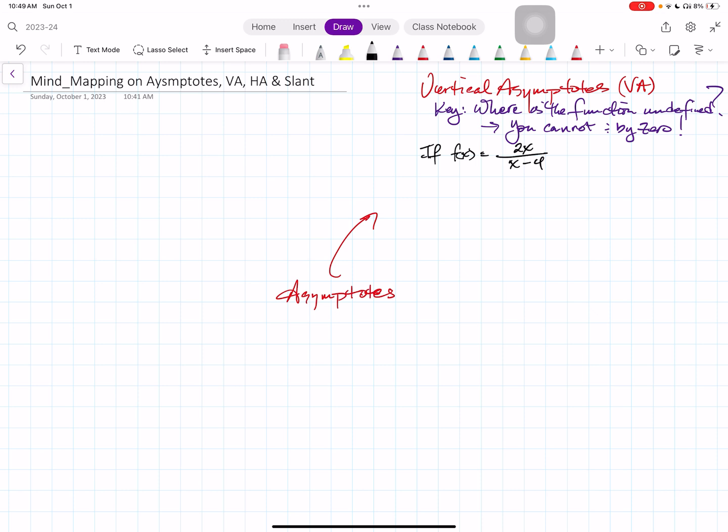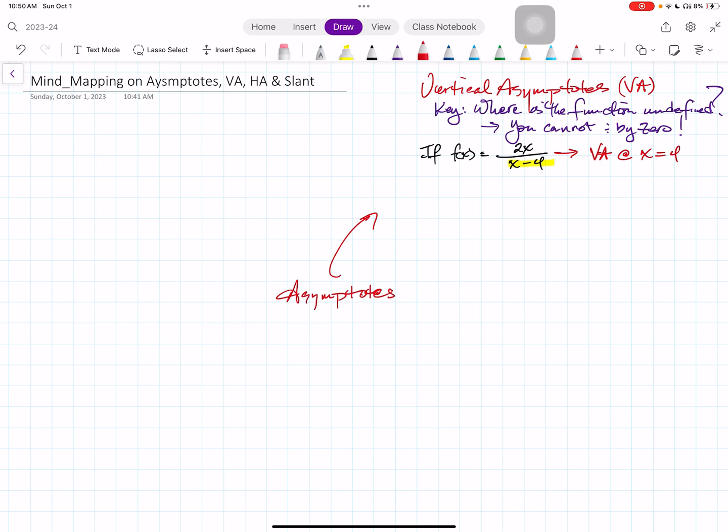The denominator is what you're dividing by. You're dividing by x minus 4 here, and that cannot be equal to 0. So we say that the vertical asymptote is at x equals 4. We have a vertical asymptote, VA, at x equals 4 because 4 minus 4 is 0, and that's where the function is undefined. That's as simple as that. We're talking about vertical ones here, not horizontal, not slant. We're not talking about holes either here. We'll get to that topic in a minute.